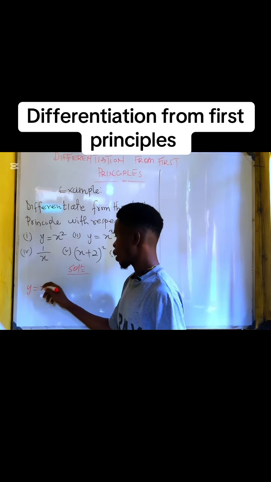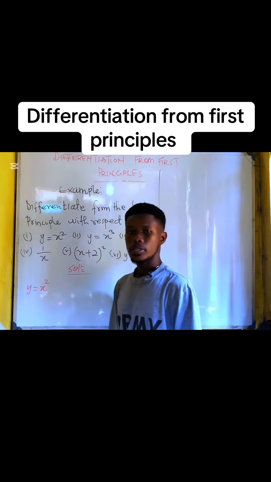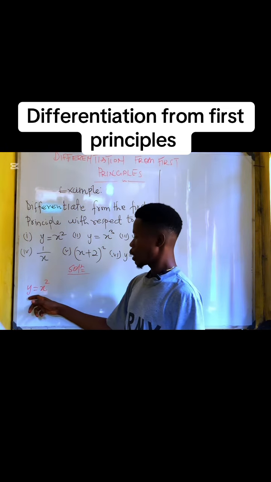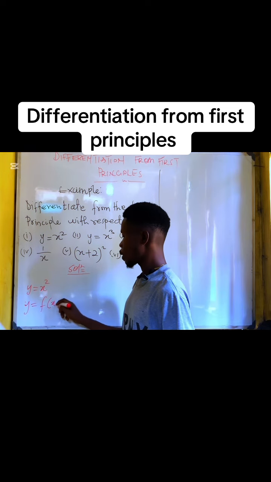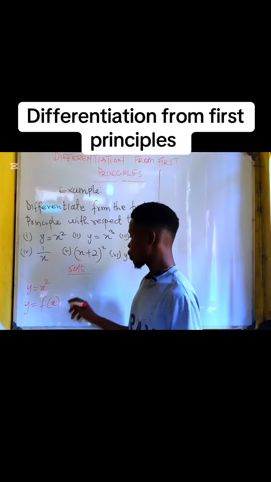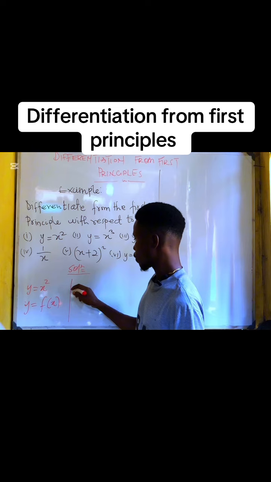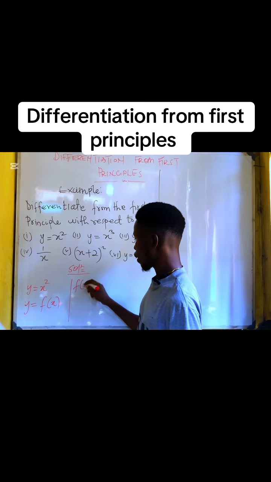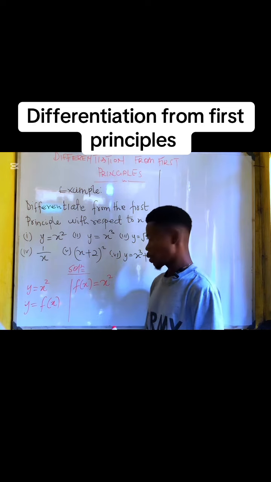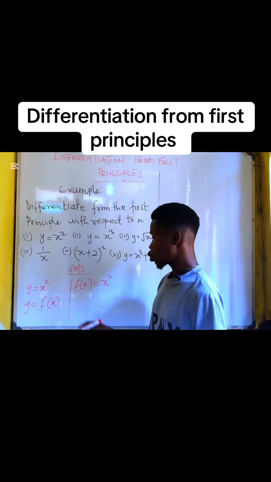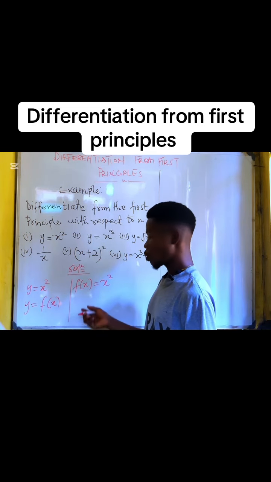y equals x squared. Now, you know that this y can also be written as f at x. This is a function, okay? So in this case, we can say that f at x equals x squared. Is that okay? Now we are using the first principle, so use the formula. So the formula, which one are you using?